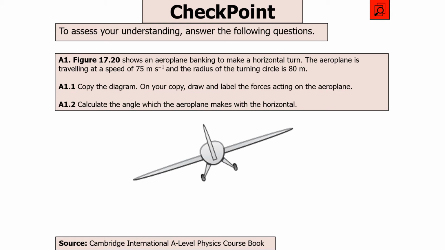The next question says, figure 17.20 shows an aeroplane banking to make a horizontal turn. The aeroplane is travelling at a speed of 75 meters per second and the radius of the turn in a circle is 80 meters. On the diagram, draw and label the forces acting on the aeroplane. Then calculate the angle which the aeroplane makes with the horizontal. So pause the video now, then unpause the video when you want to go through your answer.